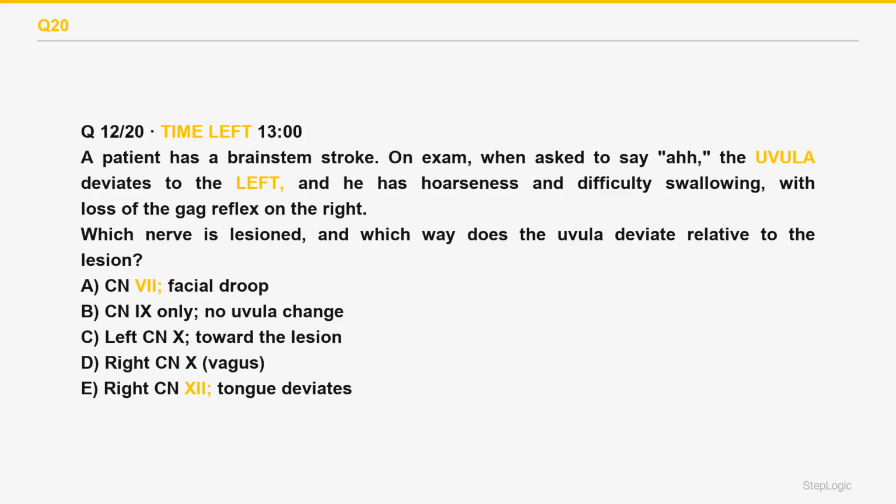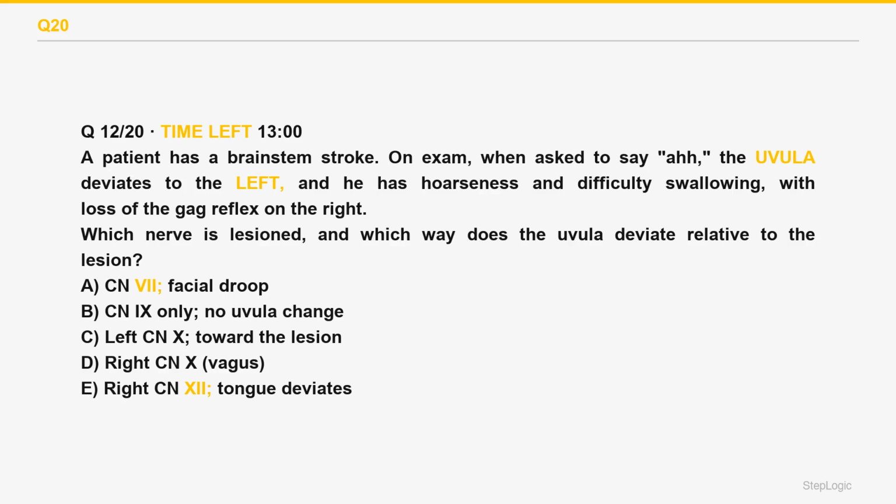Which nerve is the lesion, and which way does the uvula deviate relative to the lesion? A patient has a brainstem stroke. On exam, when asked to say ah, the uvula deviates to the left, and he has hoarseness and difficulty swallowing, with loss of the gag reflex on the right.